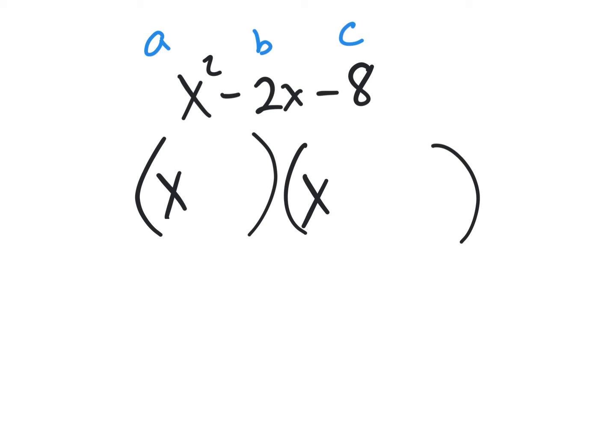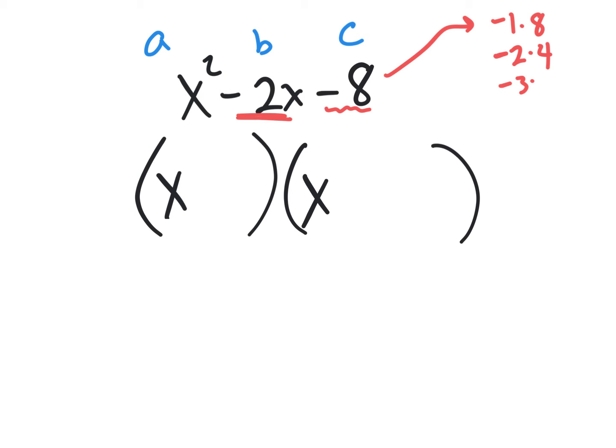Then after that, you simply think: what times what is the c value that, if you combine them together, is the b value. And I always say make a list. So I'm going to make a list of the multiples of negative 8: negative 1 times 8, negative 2 times 4, negative 3 doesn't work, and that's it. There are only two possible ways of multiplying numbers together to give you negative 8. But then again, you could change the signs if you need to.